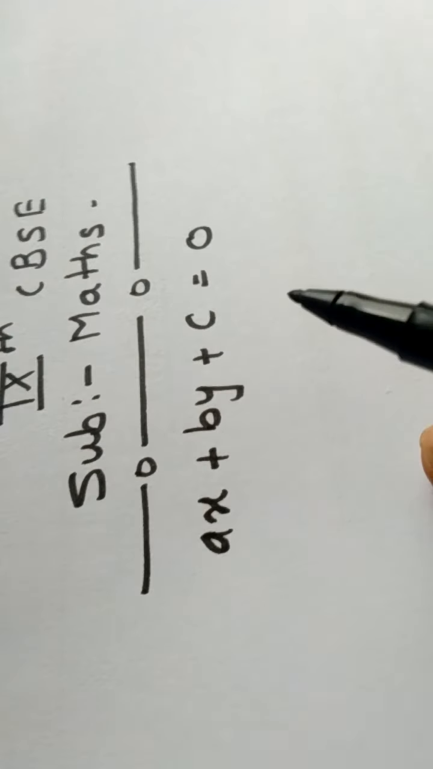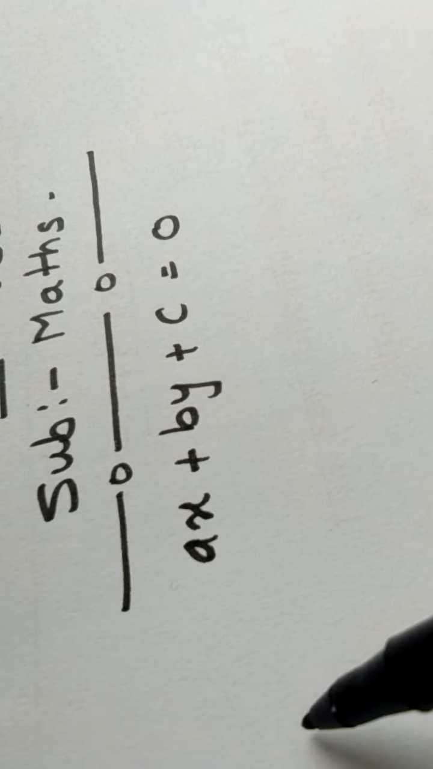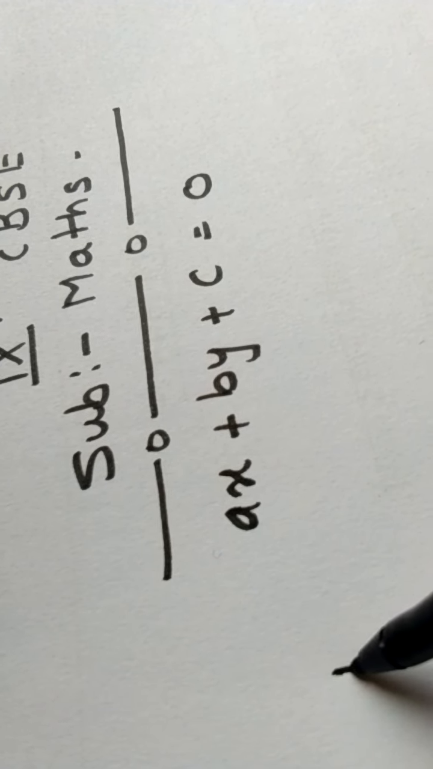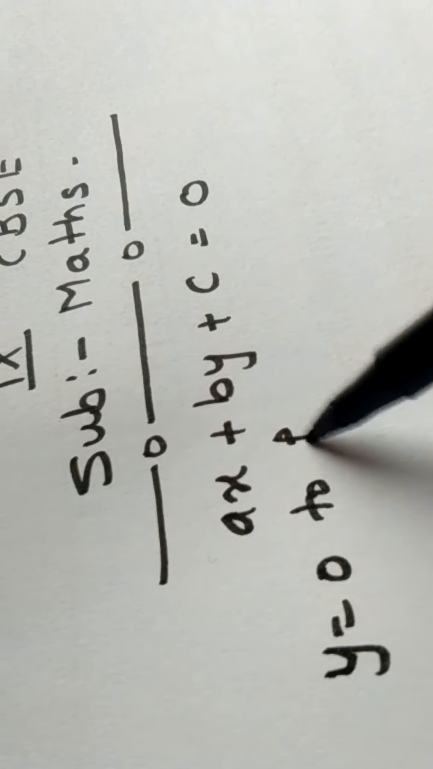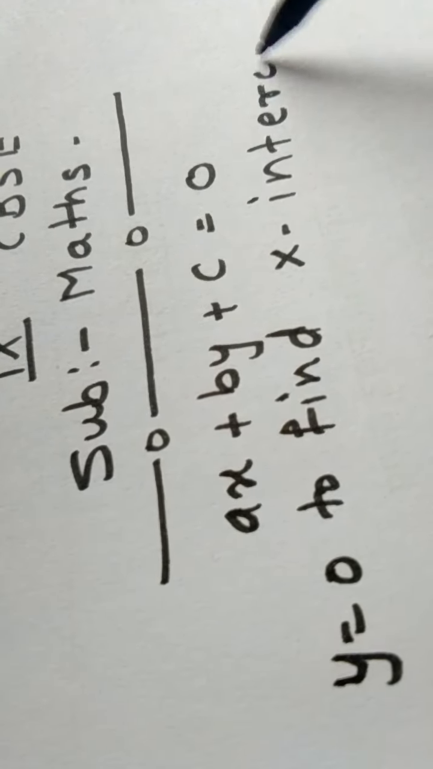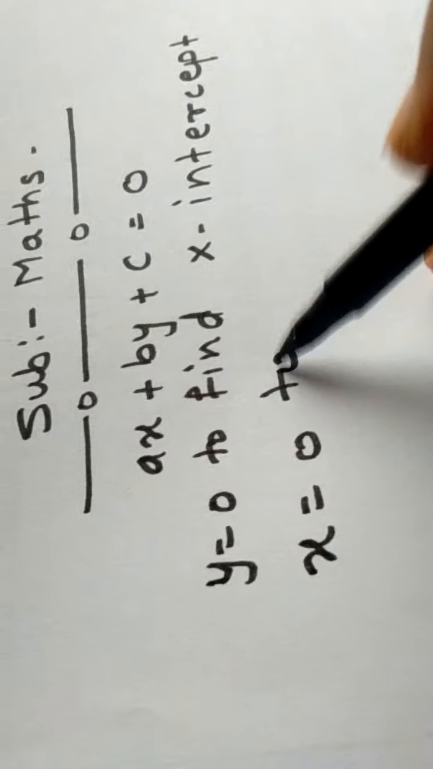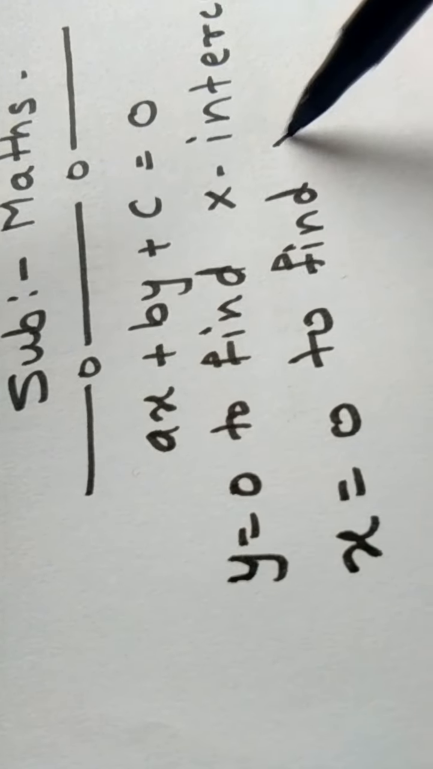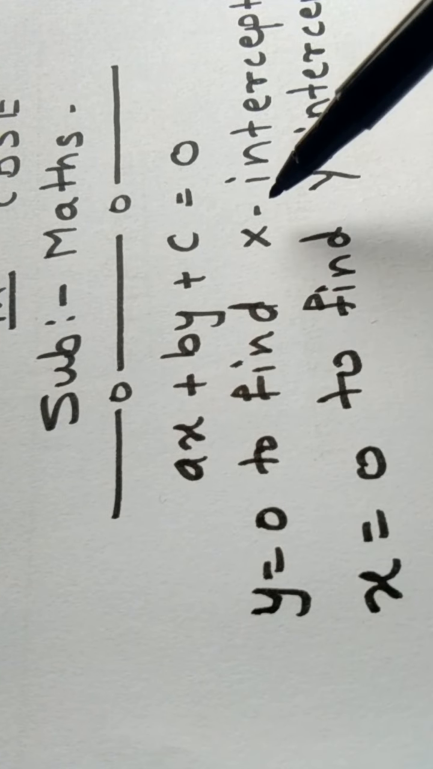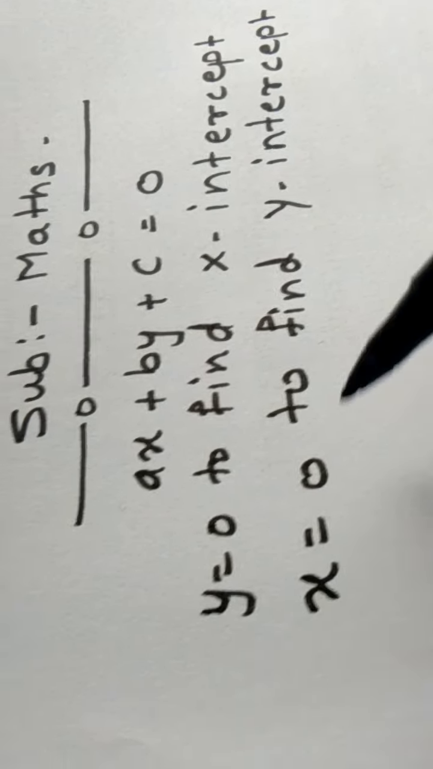Now we will see some basic concepts of linear equation in two variables. If we have to find x coordinate or x intercept, then we put y is equal to 0. Why do we put y is equal to 0? To find x intercept. If we put x is equal to 0, we find y intercept. Means if you have to find x intercept, put y is equal to 0. If we have to find y intercept, put x is equal to 0.